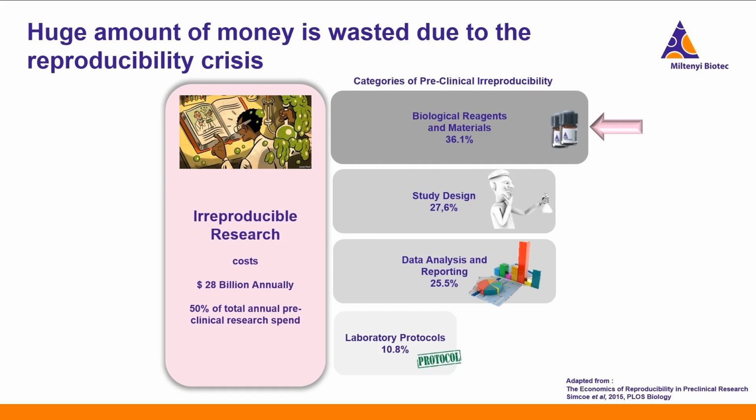What's more alarming is that a significant chunk of the spending, roughly 36%, is attributed to biological reagents and materials like cell lines and antibodies. This translates to $10 billion annually being funneled into unreliable reagents alone.